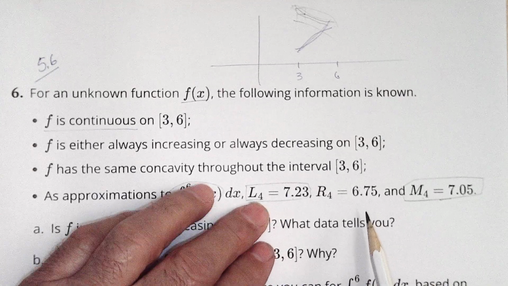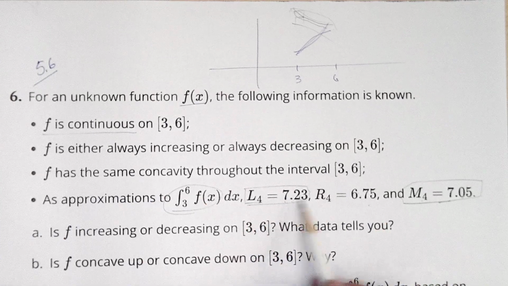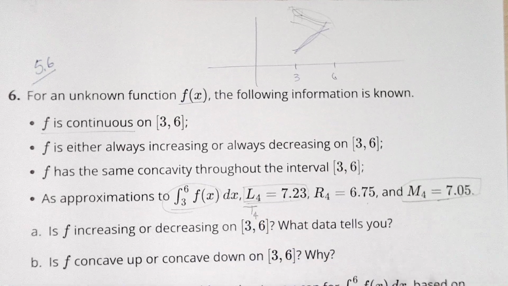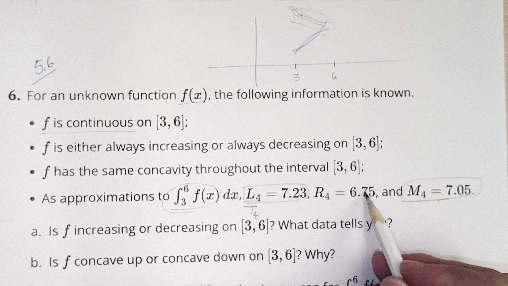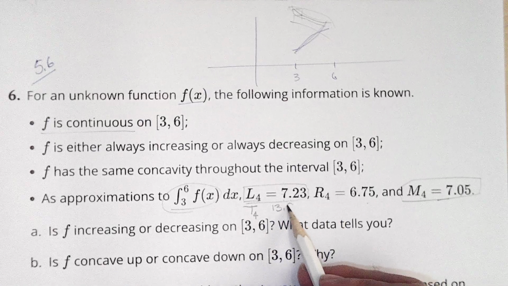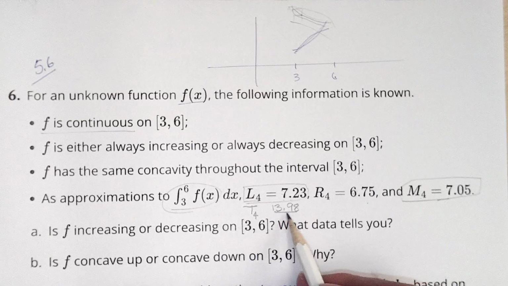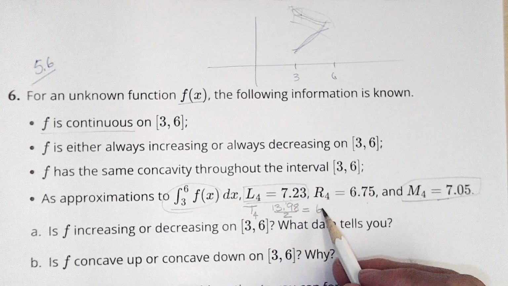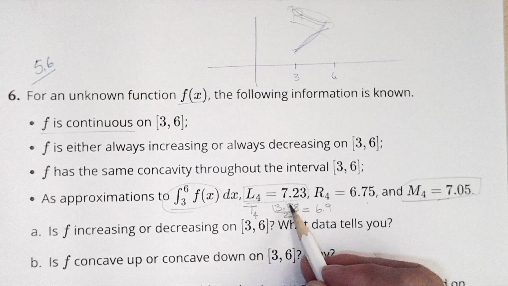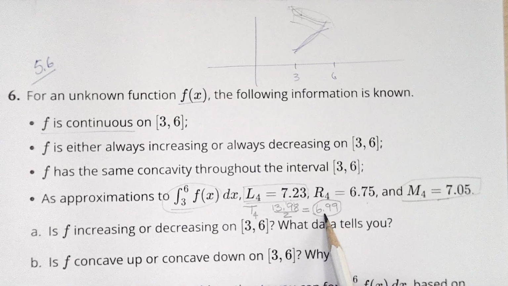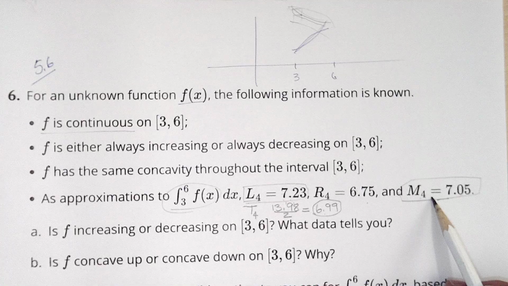So what is the trapezoid? So let's find the average of the left and right to get the trapezoid. So I got to add these two. So that's 13.98 divided by 2, which is 6.99. So the trapezoid is less than the midpoint.